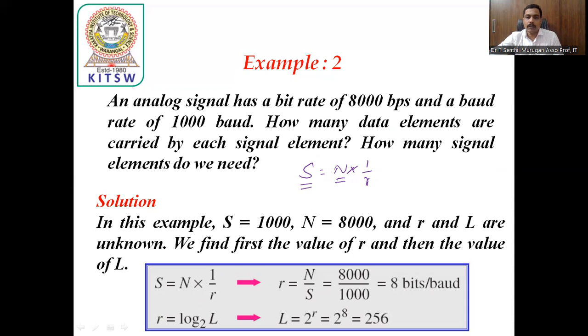So now we have to calculate the R value. R is equal to N by S. What is the N value? N value is 8000 and S value is 1000. So totally 8 bits per baud. So each signal we are sending 8 bits.